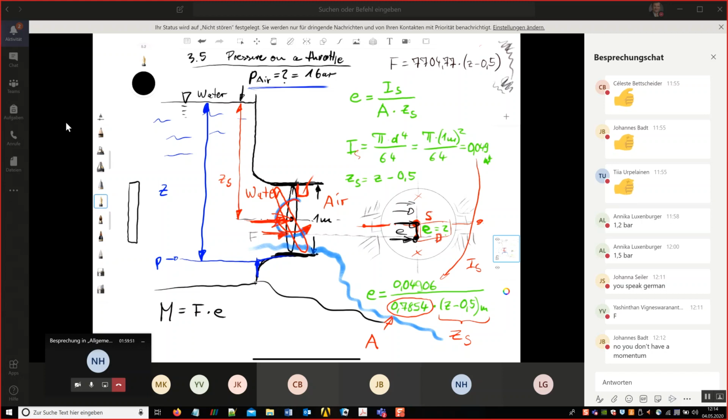Maybe I paint it again. This is the throttle. It is fixed here. Here is the S, the middle. We will have a force a bit lower, and then we will have A, and then we can calculate the momentum: M is force times E. Okay. And now maybe keep this in mind.